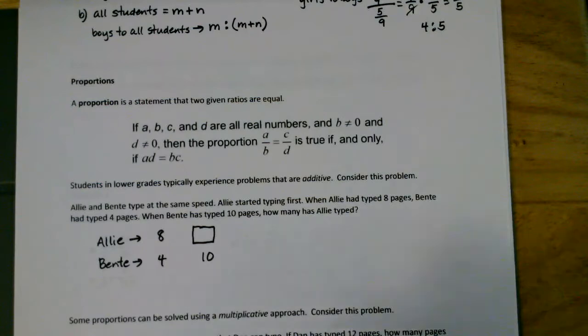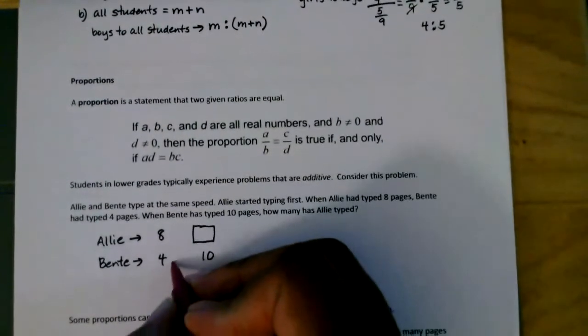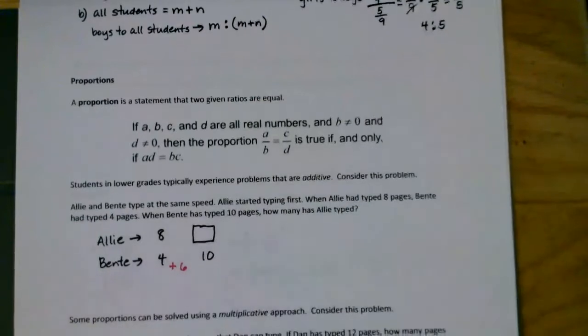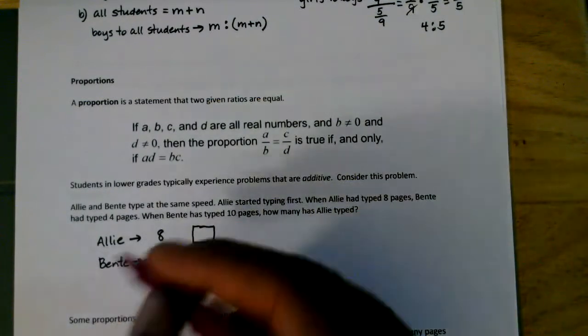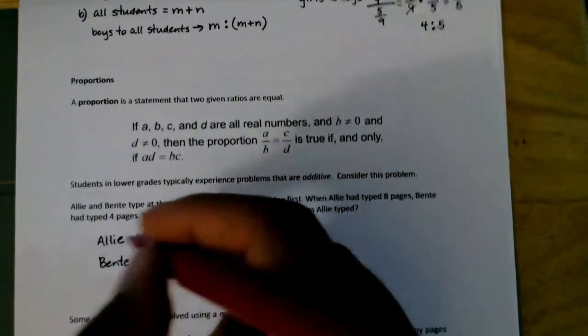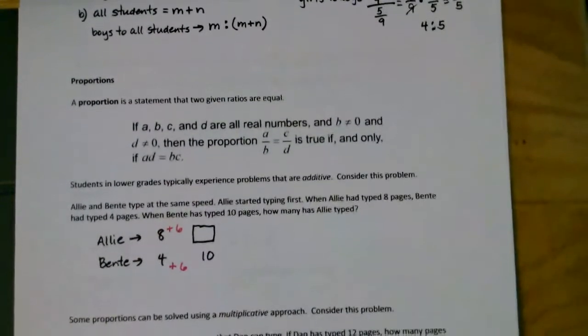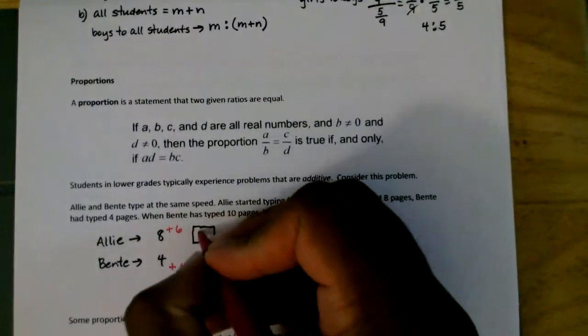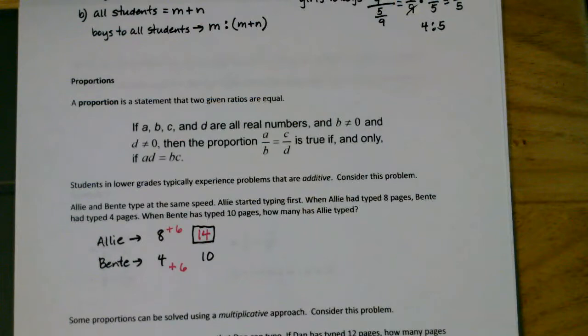With this problem, 4 plus what number gave us 10? Well, has to be 6. So 4 plus 6 is 10. So if we added 6 to the 4 for Ben, we need to add 6 to the 8 pages Allie has already typed. So 6 plus that 8 would be 14. That would mean that Allie has already typed 14 pages when Ben has typed 10 pages.